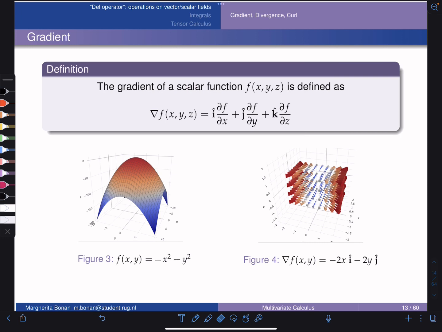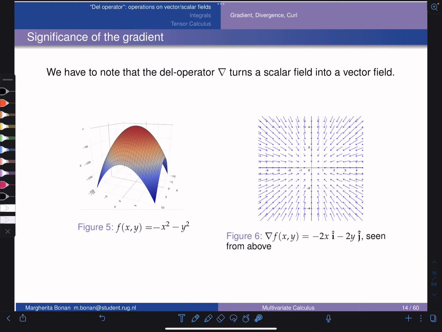The first operation that we are going to analyze is the gradient. The gradient of a scalar function f in x, y, z is defined as i cap that multiplies the derivative of f with respect to x plus j cap that multiplies the derivative of f with respect to y plus k cap that multiplies the derivative of f with respect to z. In this example, we see that if we have our scalar function to be -x squared and -y squared, being this surface, this paraboloid, then the gradient is given by the vector field -2x i cap -2y j cap.